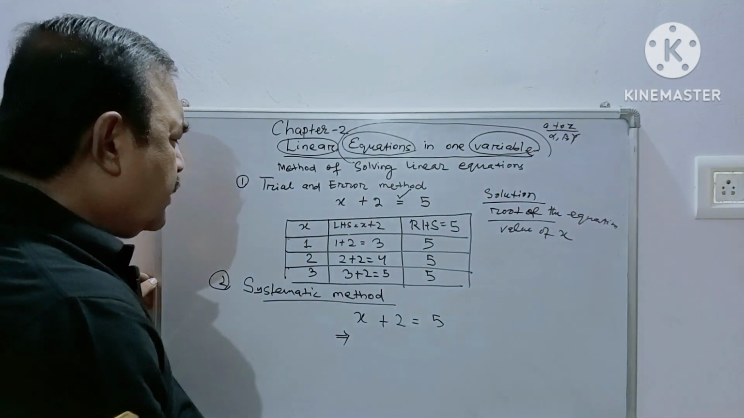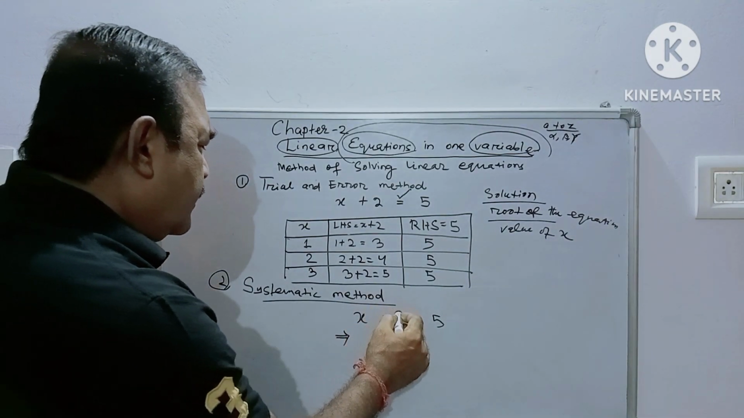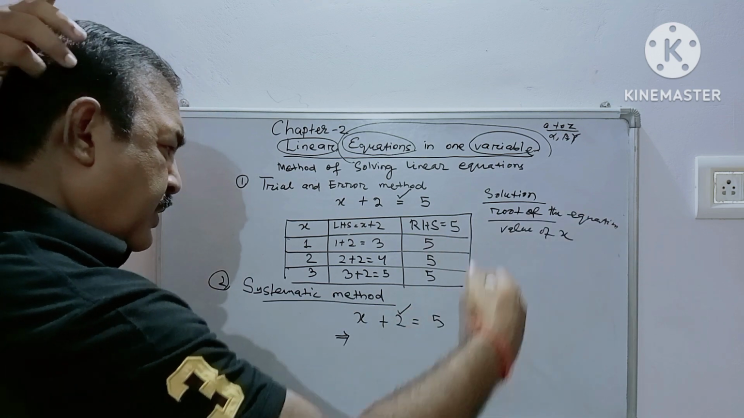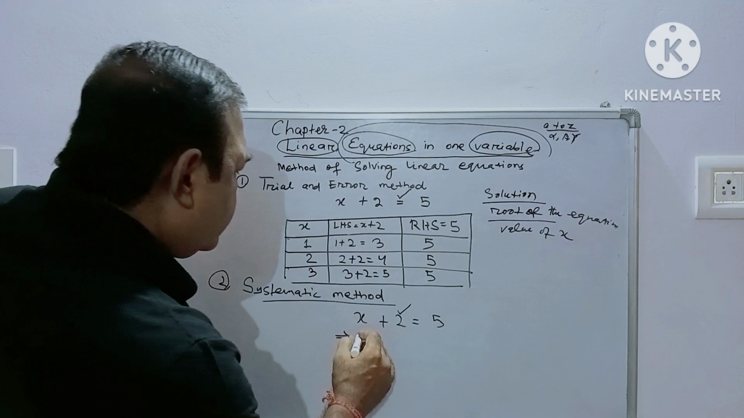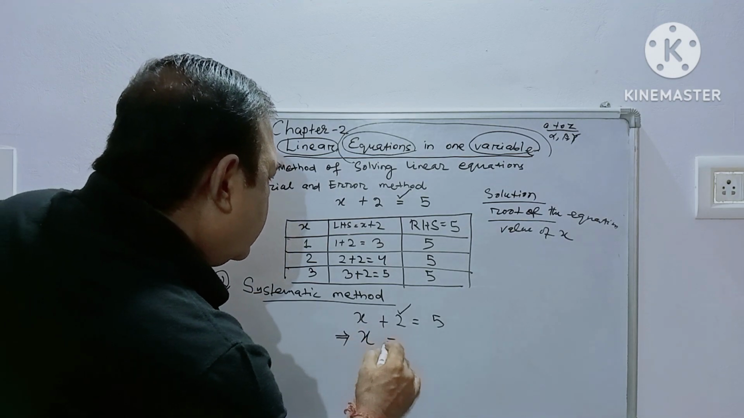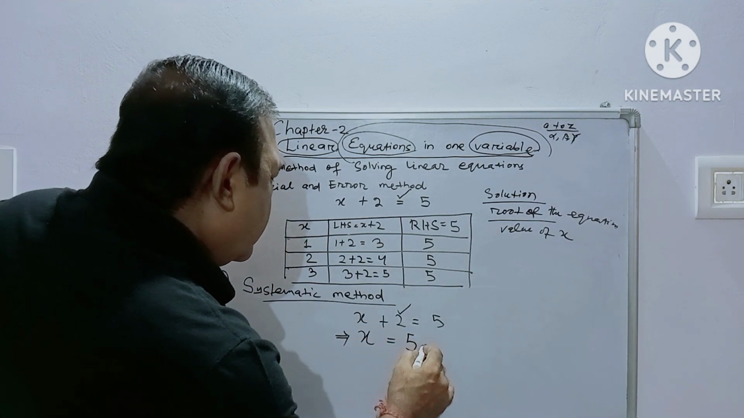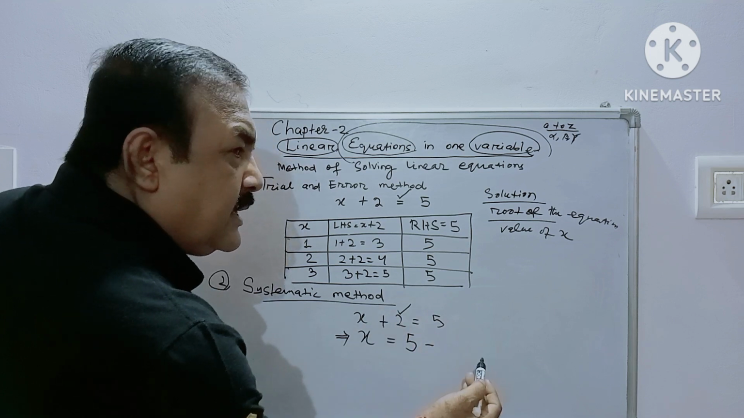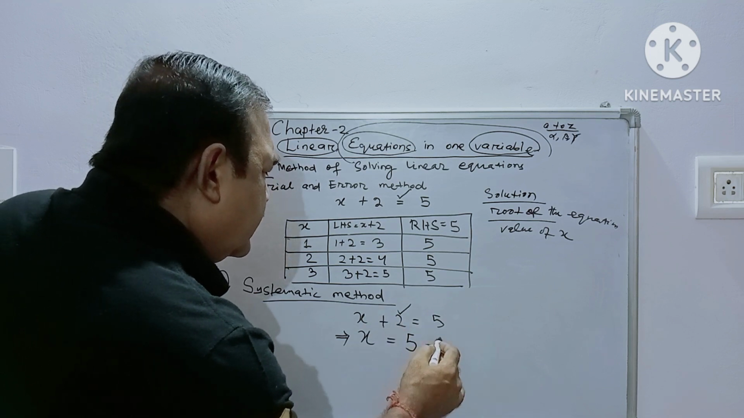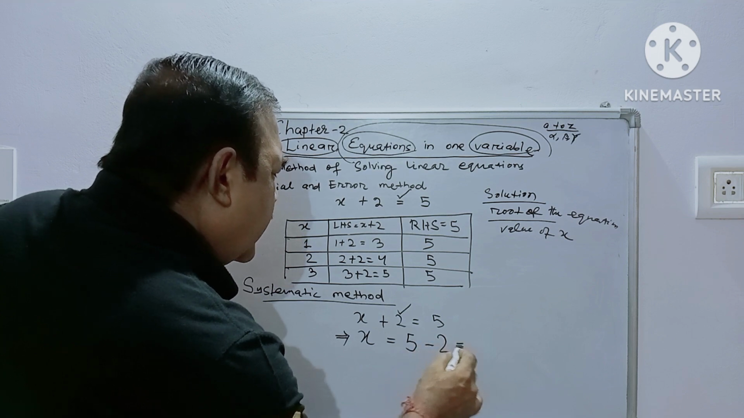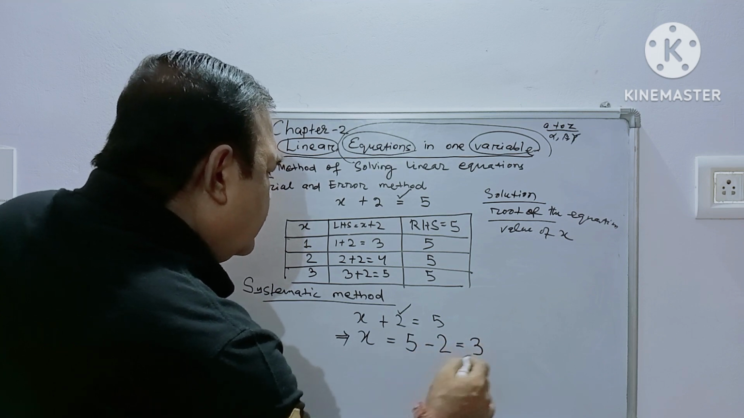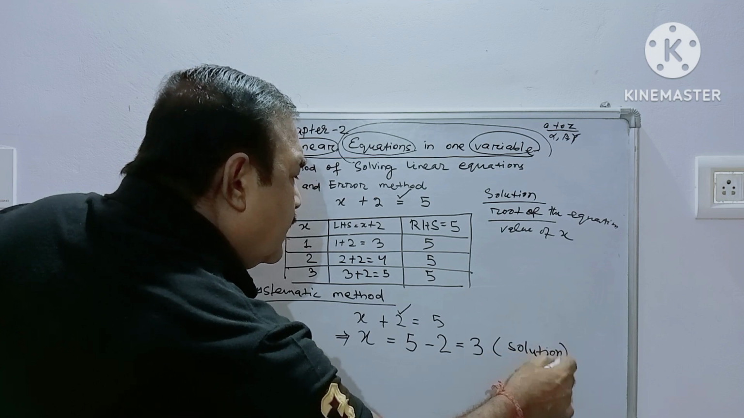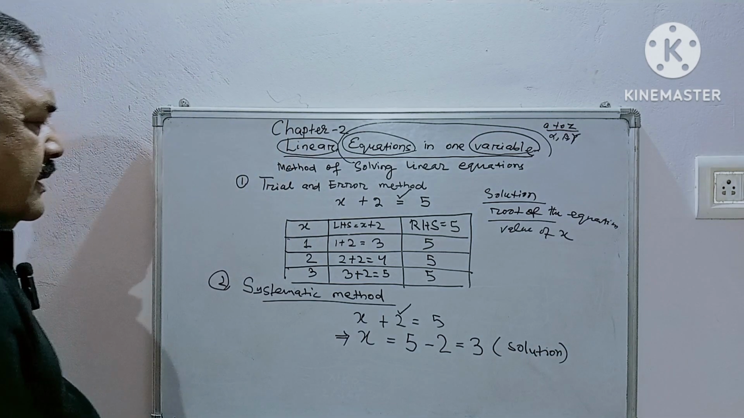So how can we isolate? Now we will transpose 2 to the right hand side. It was with the positive sign in the left hand side. You take its inverse operation, that is minus. Then you write the number: 5 plus of minus 2, that is equal to 3. So this is the solution. We found the root of the solution.